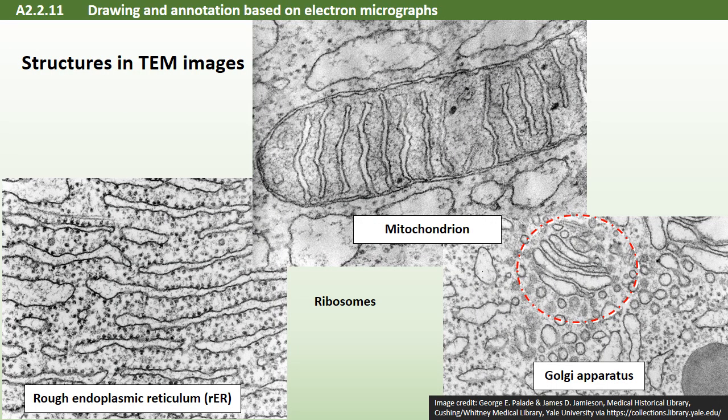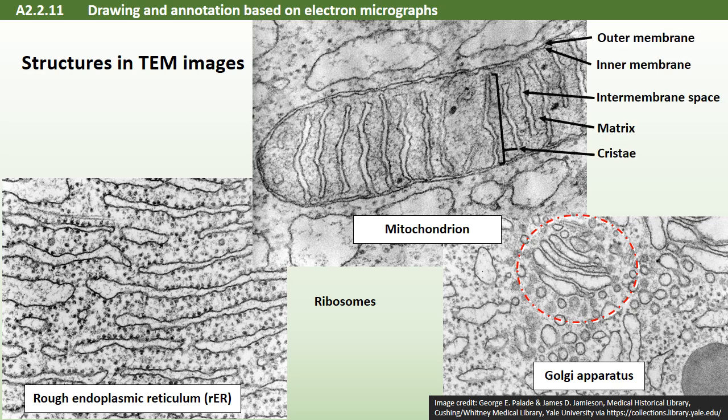Structures in TEM images, transmission electron microscope. At the top, mitochondrion. It has an outer membrane and an inner membrane, and the space between is called the intermembrane space. These perpendicular structures that you see are called cristae. And what's not in the intermembrane space is in the matrix. Do not confuse this with cytoplasm, because the mitochondrion is not a cell, it's an organelle.